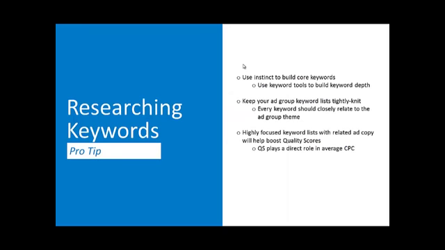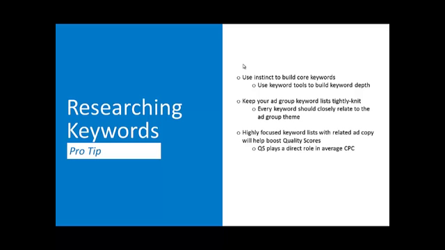So, researching keywords pro tip: use your instinct to build your core keywords. Like I said, Precor treadmill, bikes, those are really, really simple, and they're going to come intuitively. But using those keyword tools to build your long tail keywords is going to be really important, and that's really where you're going to find success in your accounts.